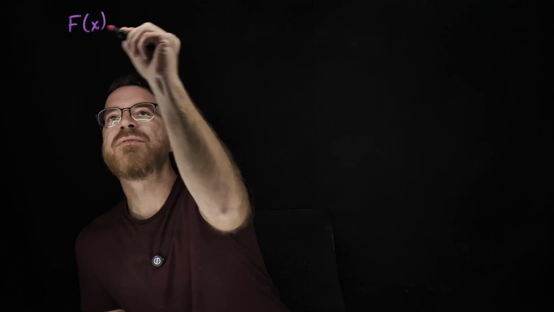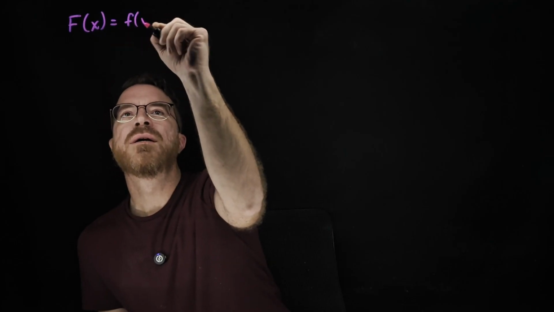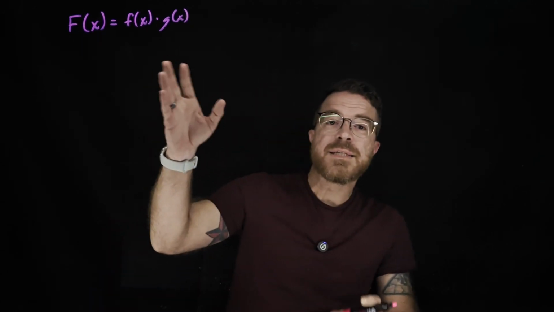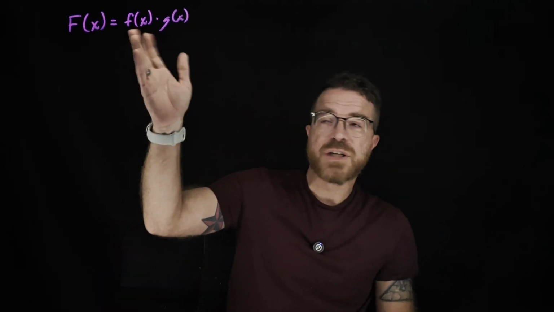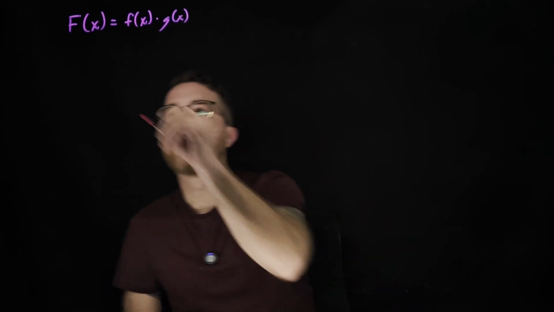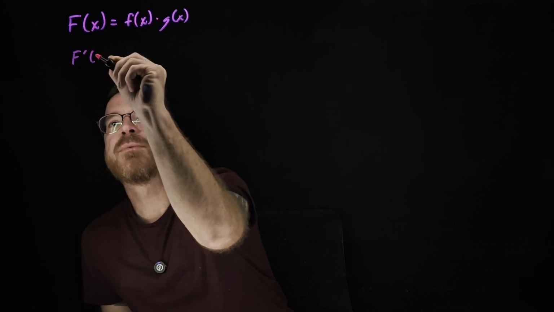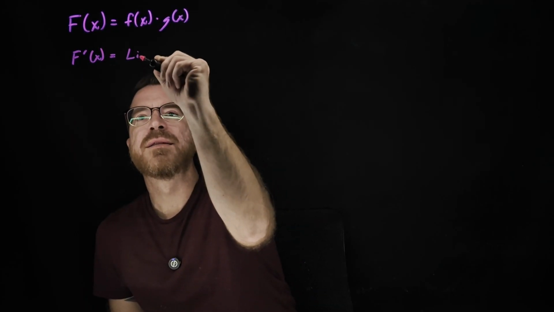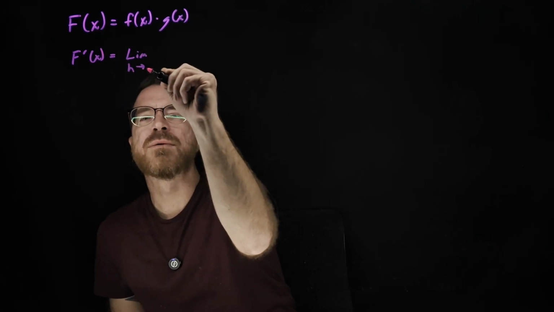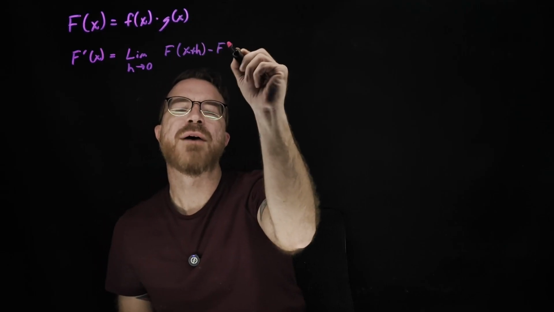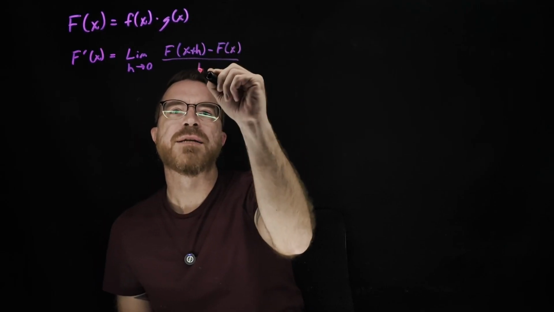So let's say, for example, that we have some function, capital F of x equals f of x times g of x. In this case, this is a multiplication of two functions, f of x and g of x. So this would mean we would be using our product rule. First thing I'm going to do, if I want to find my derivative F prime of x using my basic definition of a derivative, I'm going to set this up as the limit as h goes to 0, F of x plus h minus F of x, all divided by h.